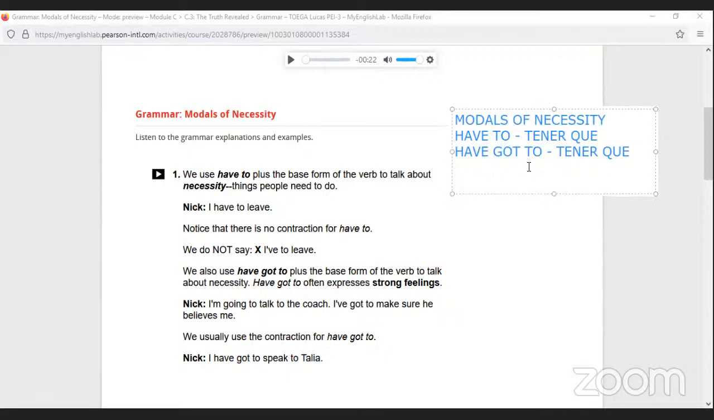So what is the structure for these two? Always we will have subject, have to, or in some cases, for example, it has to. It depends on the subject, okay?